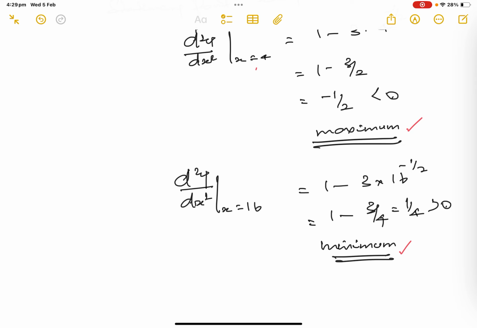If it happens that d2y by dx squared equals 0, then it may be a point of inflection. But here it is less than 0 and greater than 0. Therefore, the first point is a maximum. The next point is a minimum.